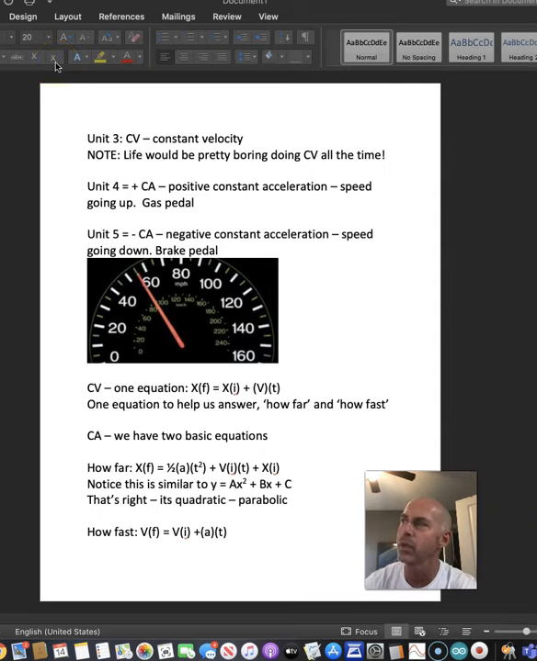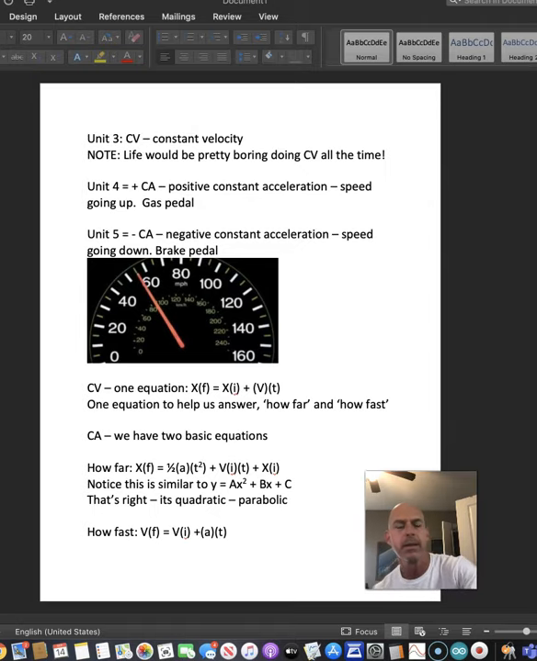How are you doing? You know, we just got done with CV, didn't we? Constant velocity. That's a basic type of motion. Now, just because it's kind of easy doesn't mean that it's not very common. There's a lot of things in our universe that travel at CV. We can do it in our car with our cruise control.